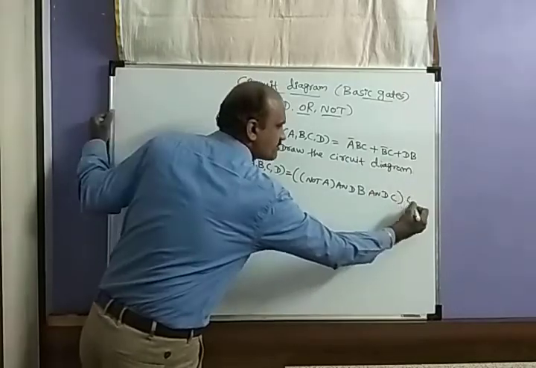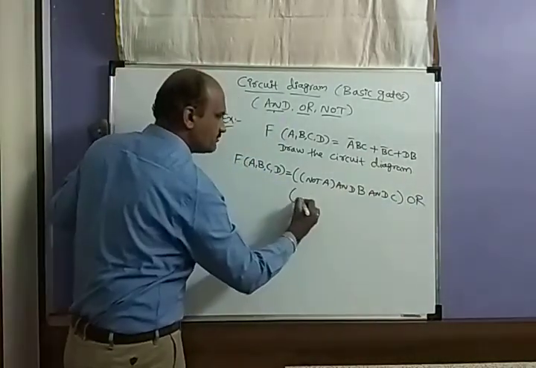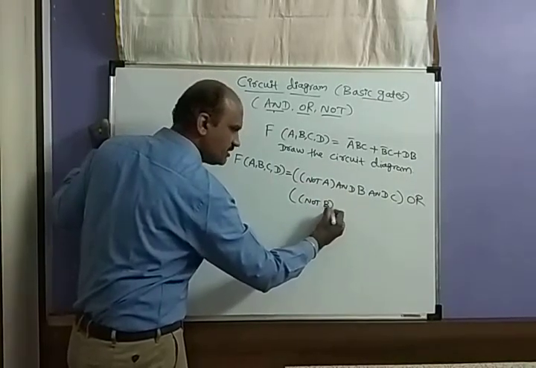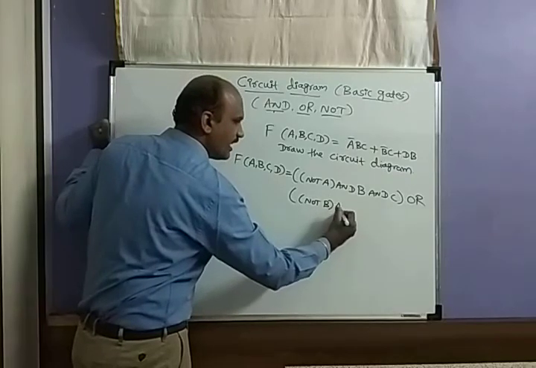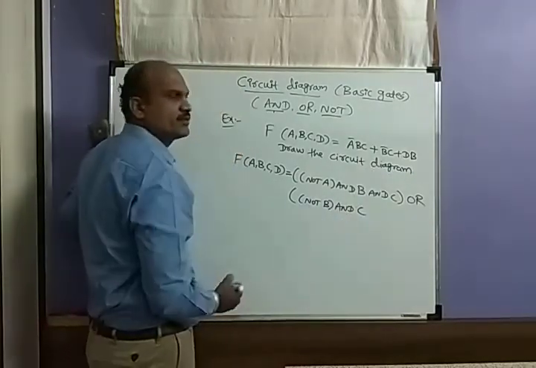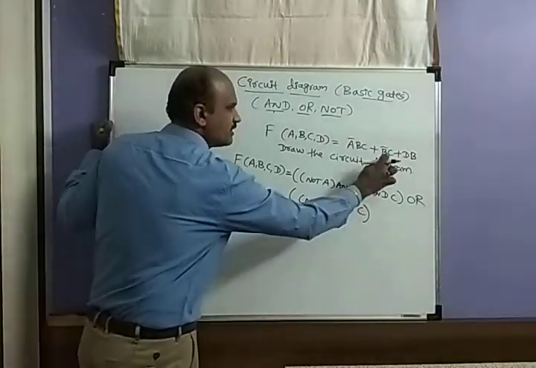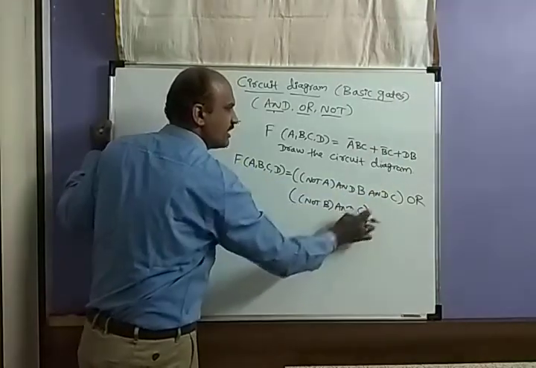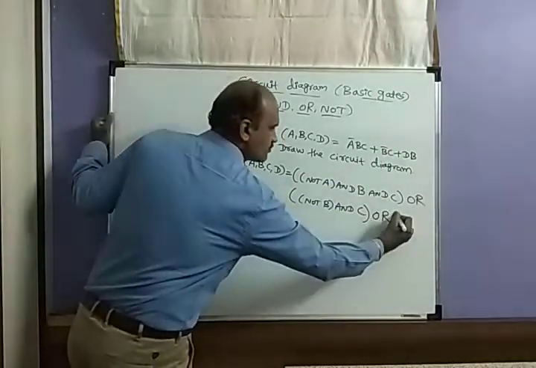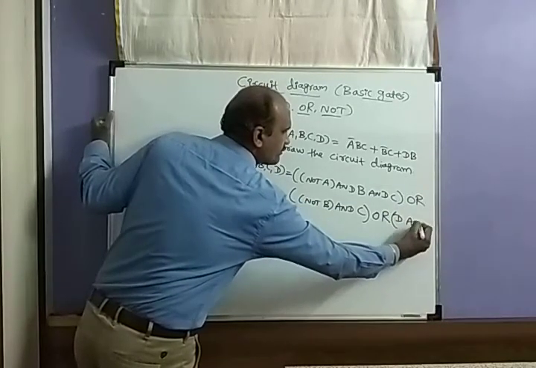Then plus means OR. Then again B bar means again a NOT gate, that is not B inside, and then you are having a C. So B bar is not B, and that is multiplication, and C. Plus is again OR. Next is D and B.